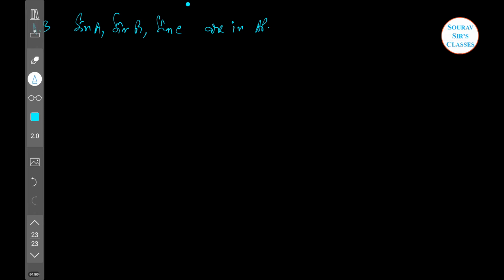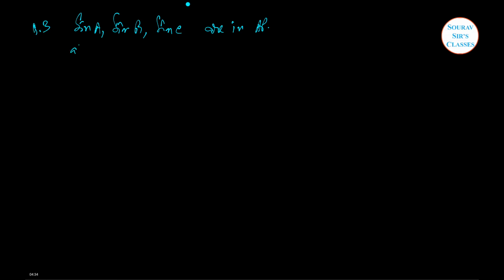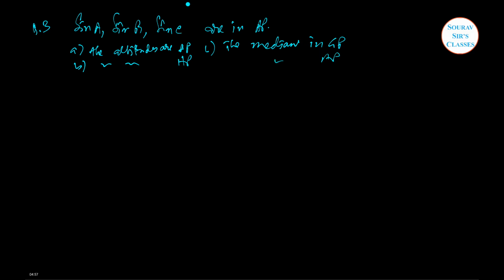Like, the altitudes are in AP, the altitudes are in HP, the medians in GP, and the medians in AP. So these are our basic 4 options.